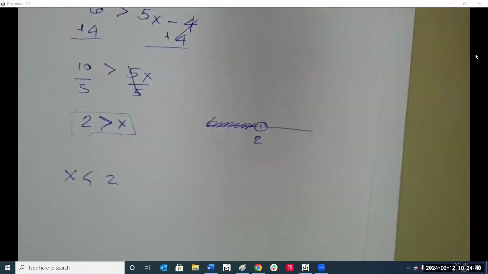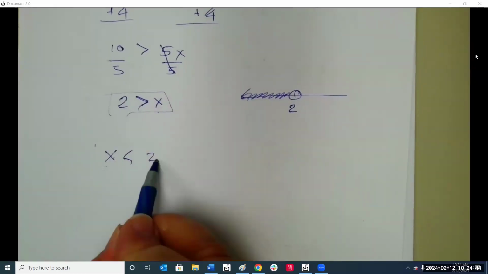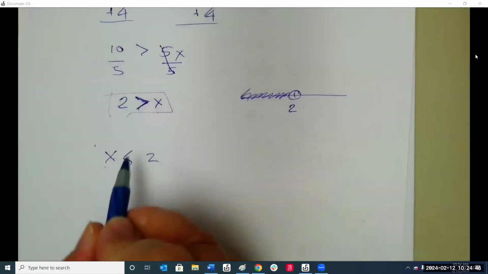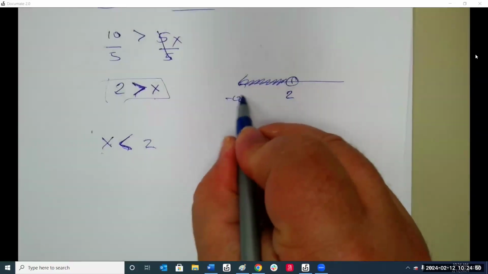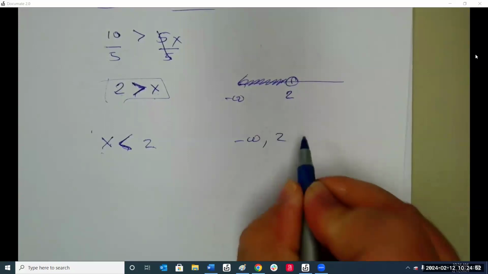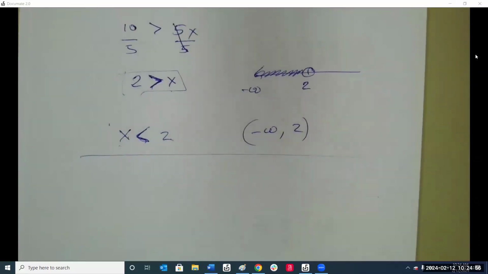Because if you did that, you'd have this. So put your two numbers, x and 2, and it's got to point to the x. So our answer is negative infinity, comma 2. They're both parentheses.